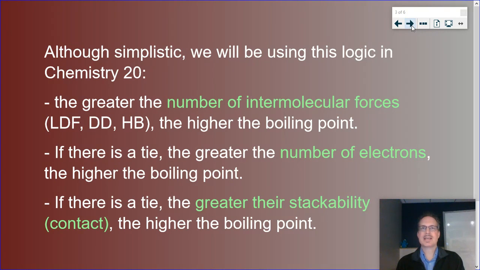go to the substance that has the most number of electrons. Because if you have the most number of electrons, you have a stronger London dispersion force. Therefore, you will have a higher boiling point. Now, then there's rule number 3. If there's a tie in the number of electrons, like in an isomer, then we're going to look at stackability, or how much contact there is between the two compounds or molecules.